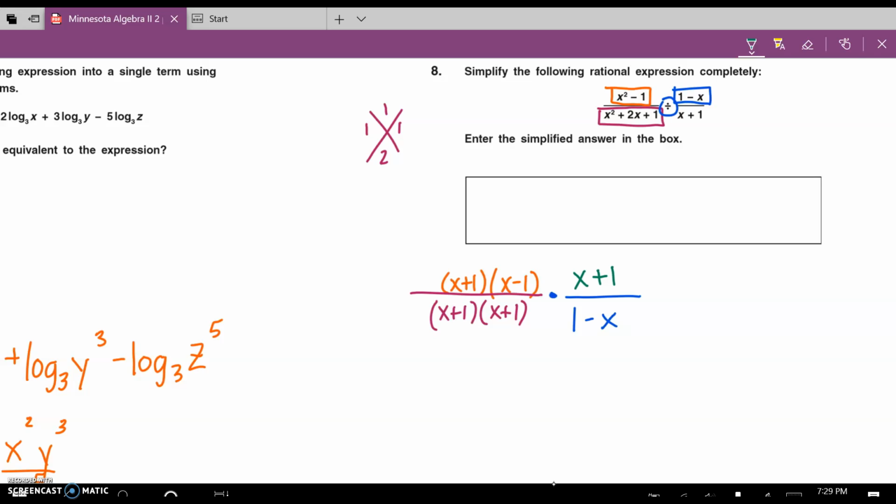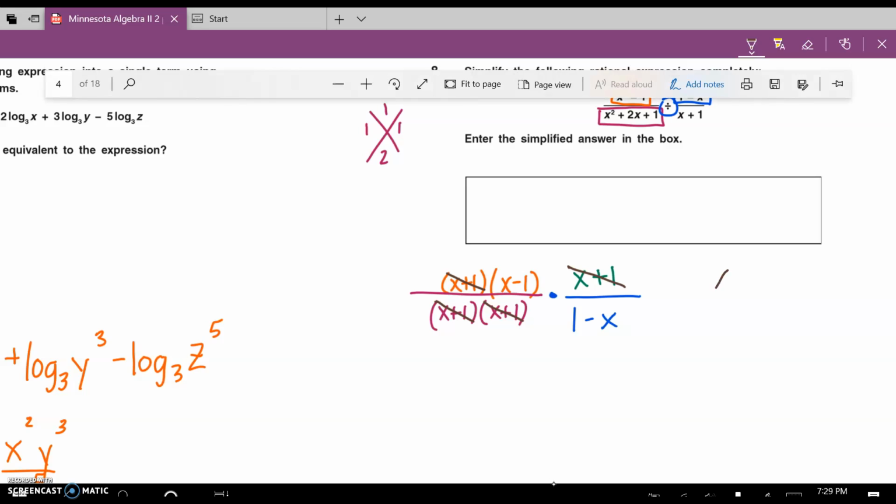Okay, so now I just need to cancel out what cancels out. I've got an x plus 1 here and an x plus 1 here. As long as you have 1 on top and 1 on bottom, they cancel out. So then that leaves me with x minus 1 and 1 minus x.